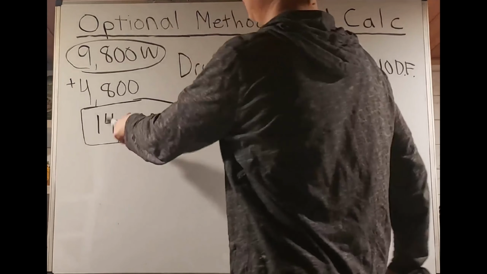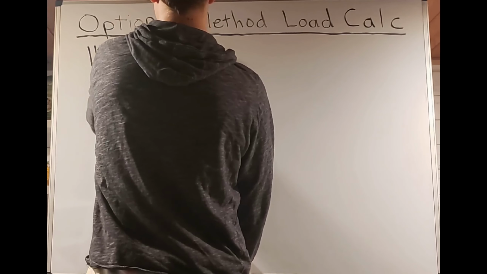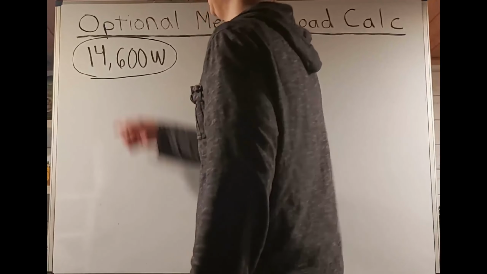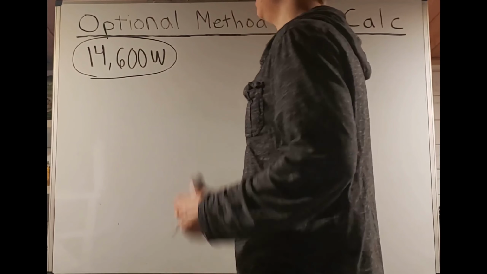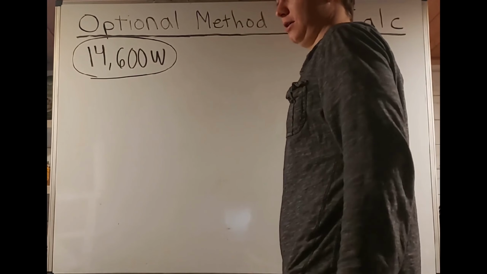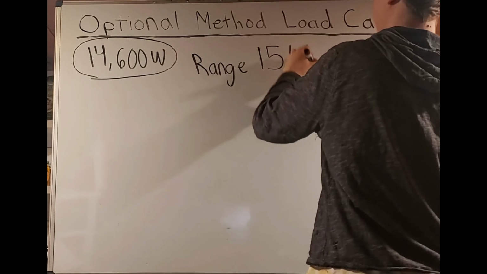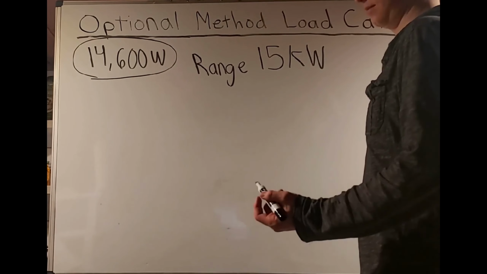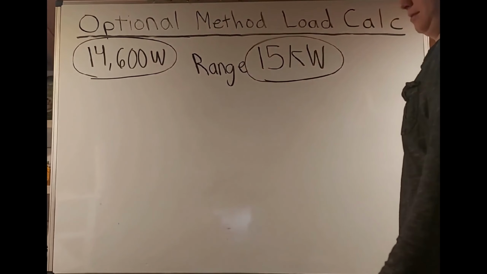Again, we're going to get a total of 14,600 watts for our appliances so far. Now again, we're going to keep thinking like we're moving on from that same question. We have the 14,600 watts from the dryer and the appliances that we're told they're all appliances in the optional method. Now let's say that we have a range, and this range is an additional 15 kilowatts. All we're going to do is get our nameplate rating, what they're telling us, and add it to our appliances.